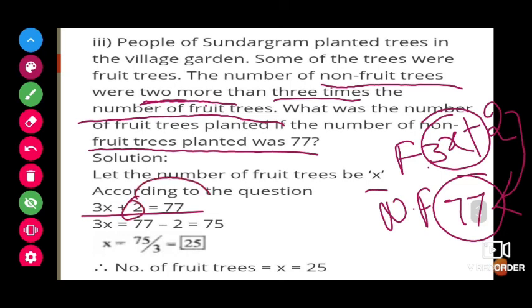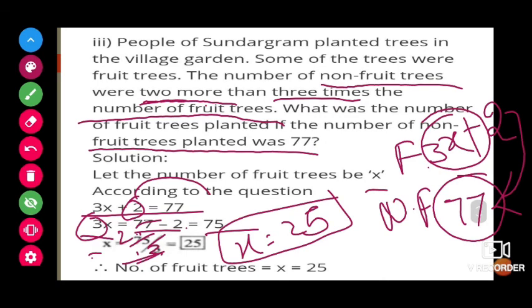So plus 2, if it will go that side, minus 2. So 3x equals 77 minus 2, we will get 75. So 3x, x is equal to, here multiplication 3, if it will go that side, division 3. So 75 divided by 3, 3 twenty-fives are 75. So x is equal to 25. How many fruit trees he planted? 25. They only gave that non-fruit trees are 77. That's it.